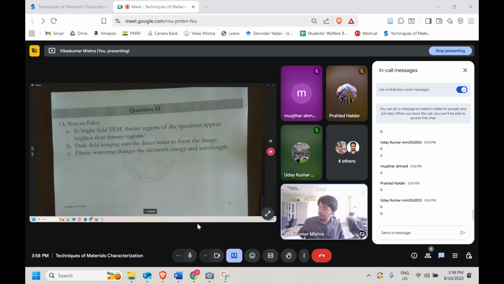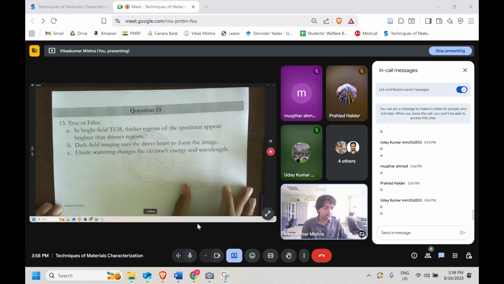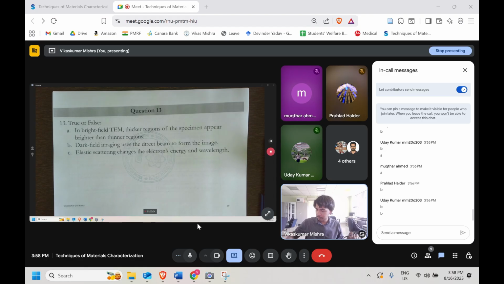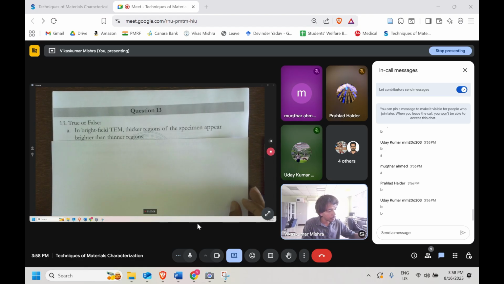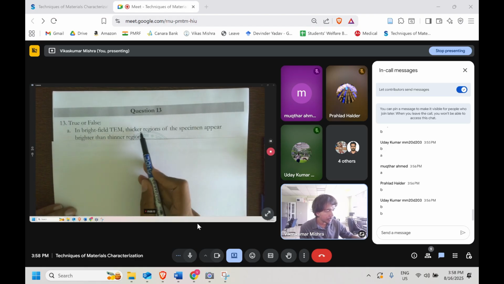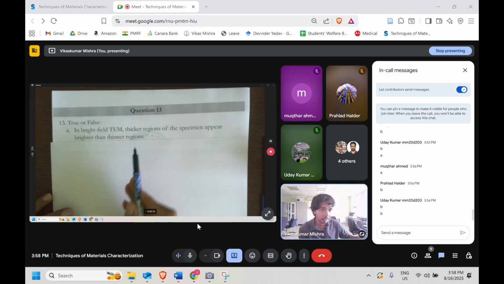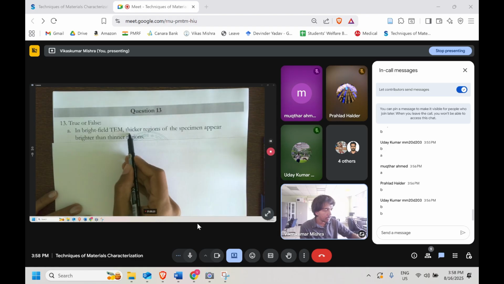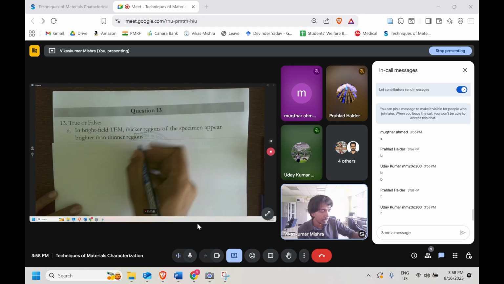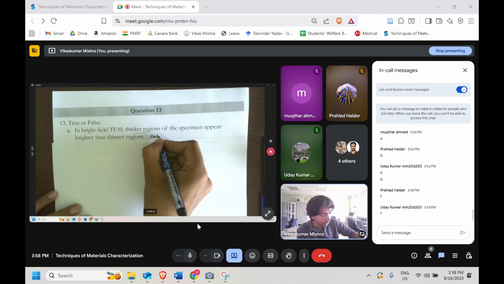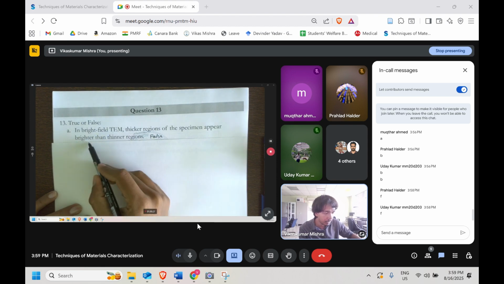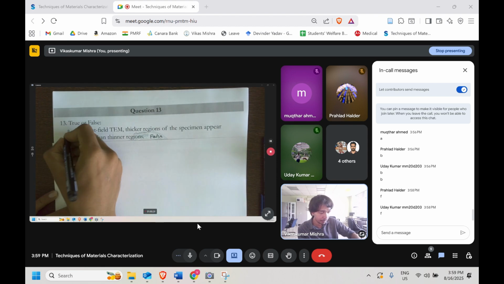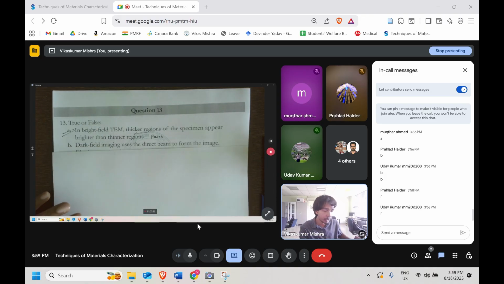Okay guys, if any doubt, please let me know. Now let's move to the next question, question number 13. In bright field TEM, thicker regions of the specimen appear brighter than thinner regions. True or false? They are telling that the thicker will appear brighter. Very good, Prahlad. It's false. It's the other way around, right? The thinner region will be brighter and the thicker region will be dark. Very good.